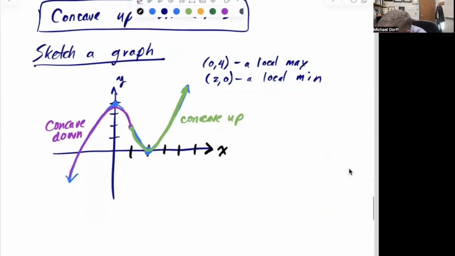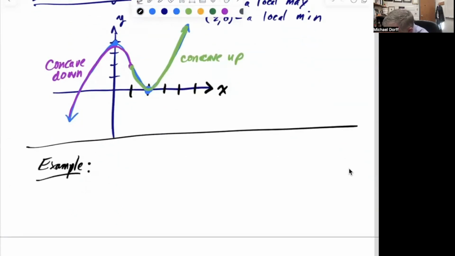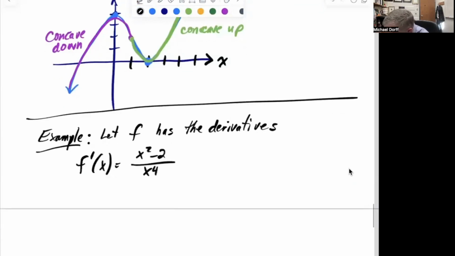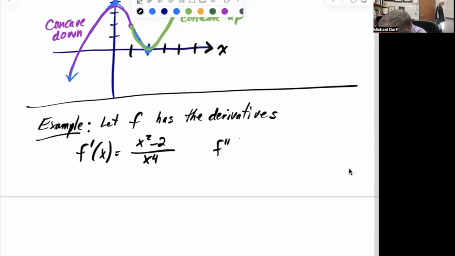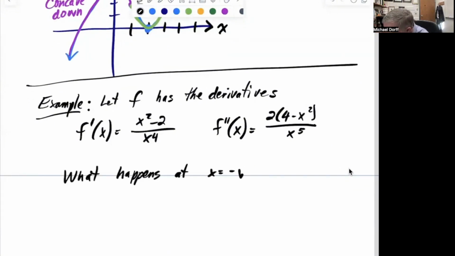Okay, let's do one last example of a type of problem here. In this problem, we have the derivatives. So you're not told what f is, but you're told what the derivatives are. So f prime is going to be x squared minus 2 over x to the 4th. And the second derivative is going to be 2 times parentheses 4 minus x squared all over x to the fifth. Okay, we're asked what happens at x equals negative square root of 2.